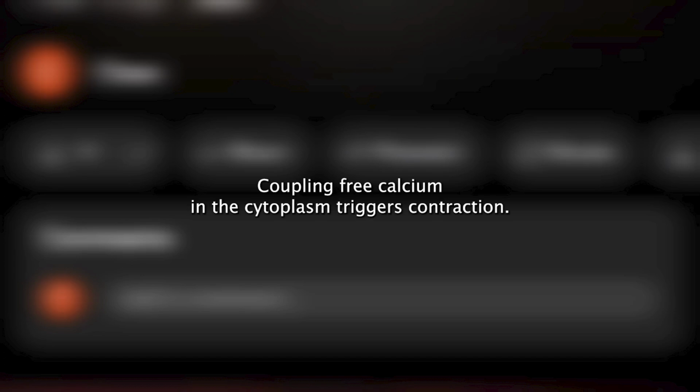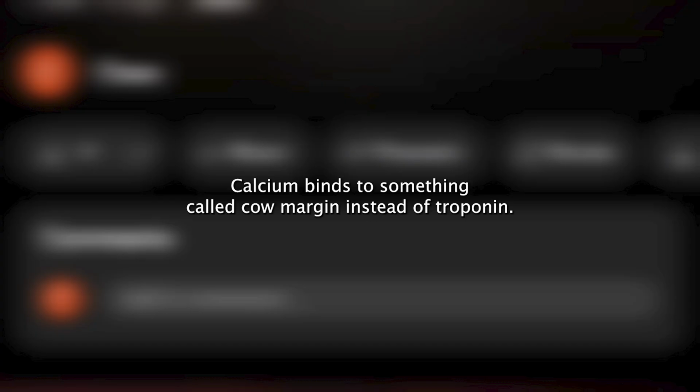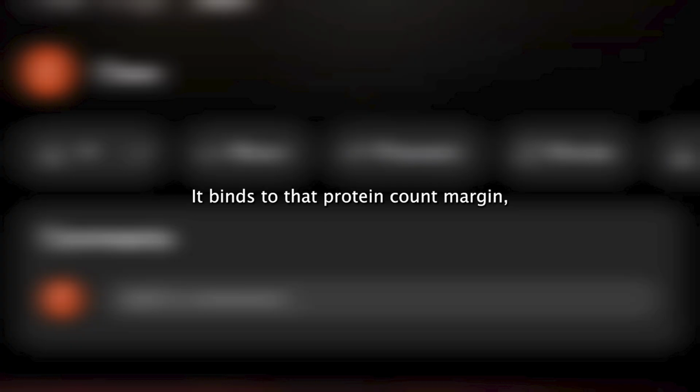Excitation, contraction, coupling. Free calcium in the cytoplasm triggers contraction. Calcium binds to something called calmodulin. Instead of troponin, it binds to that protein, calmodulin. That's so annoying. It activates myosin light chain kinase, which allows the myosin heads to attach to actin.